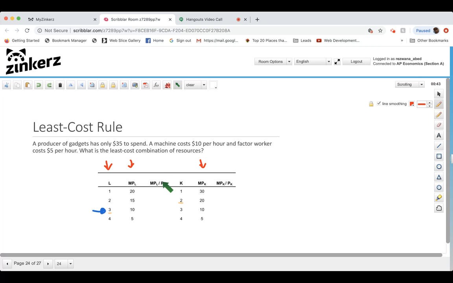Okay, so what is my price of labor? $5 per hour. And my price of capital is $10 per hour. So for the first worker, the MPL divided by PL, what is that? It's 20 divided by 5, which is 4, and then 15 divided by 5, which is 3. And then 10 divided by 5 is 2, and 5 divided by 5 is 1.